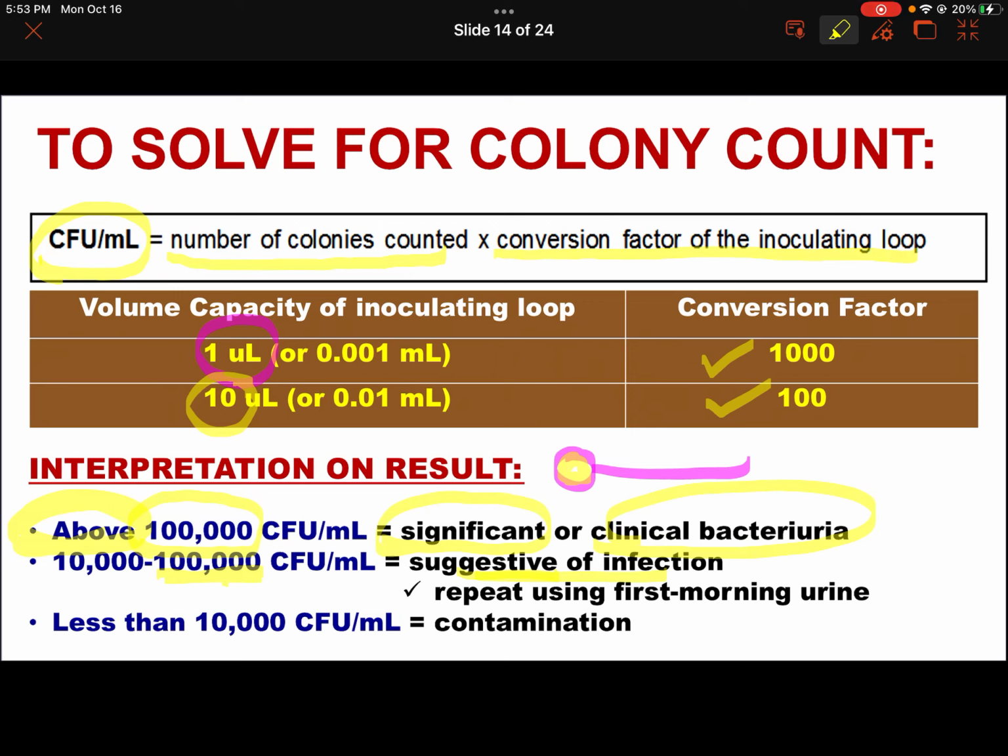However, it still depends on the physician of the patient if he will let his or her patient repeat the collection or not. Another thing, if it is just less than 10,000 CFU per ml, it's not that significant, so it's contamination. Do not report it as contaminants or contamination. Just report it as negative or less than 10,000 CFU per ml. So that's for colony count.